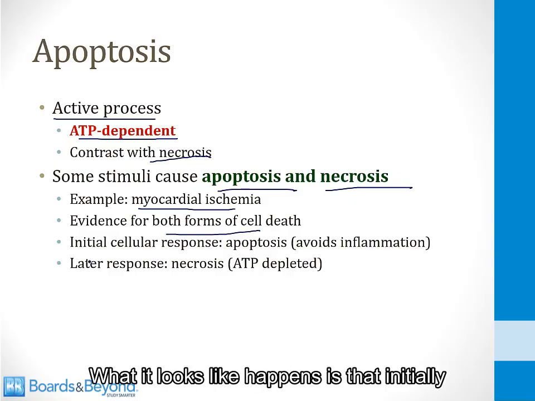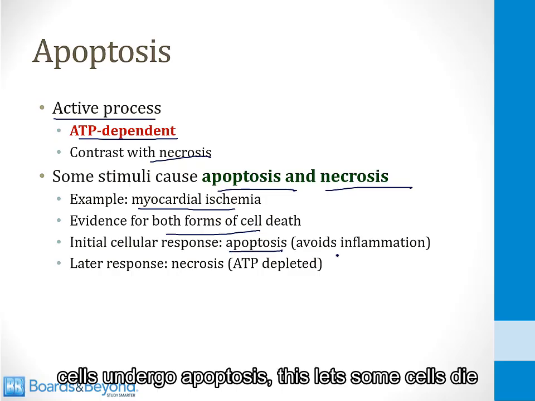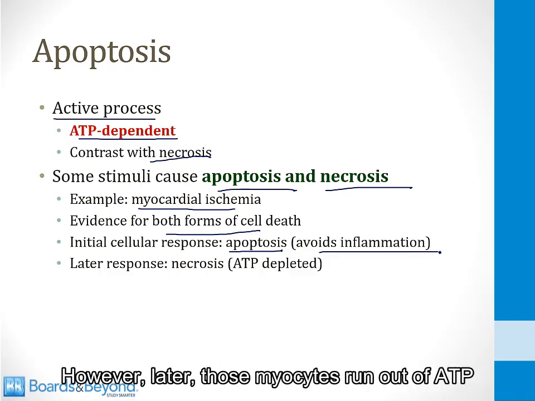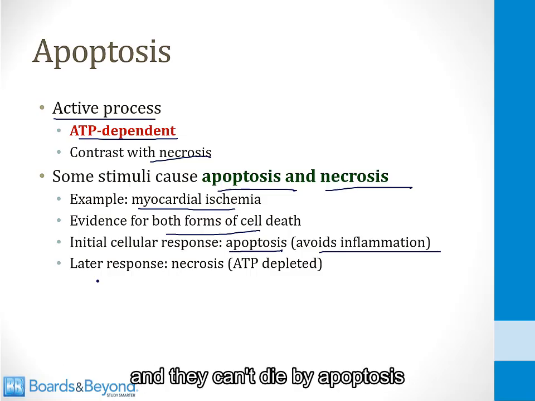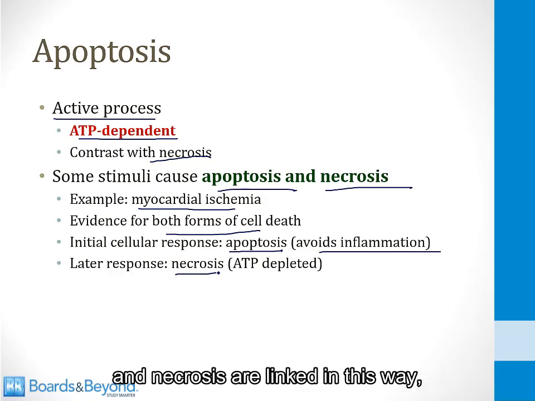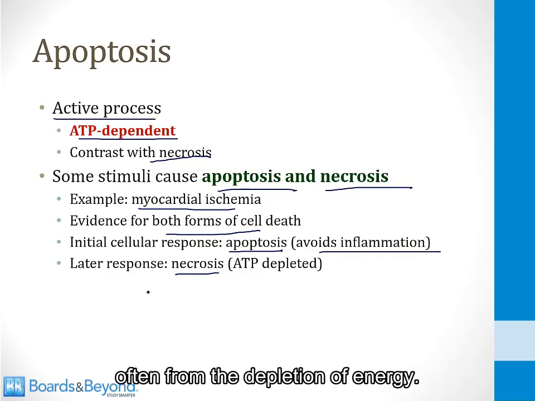What it looks like happens is that initially when there is ischemia, cells undergo apoptosis. This lets some cells die in an orderly way and avoids inflammation and necrosis. However, later those myocytes run out of ATP and they can't die by apoptosis because that requires ATP. At this point, the cell becomes damaged and undergoes necrosis. And there's more and more evidence that apoptosis and necrosis are linked in this way and that the body tries to have cells undergo apoptosis first and only proceeds to necrosis when apoptosis fails, often from depletion of energy.